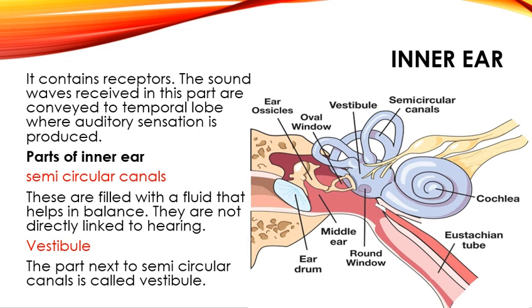These canals are filled with a fluid that helps a person to maintain balance, and they are not directly related to the hearing process. When a person moves, the fluid in these canals begins to gather at one side. This makes a person feel imbalanced and he immediately recovers his balance. A person feels dizzy when the fluid in these canals moves rapidly or improperly. So, semicircular canals contain a fluid which is responsible for balance of the body. The next part is the vestibule.